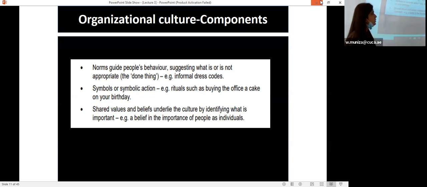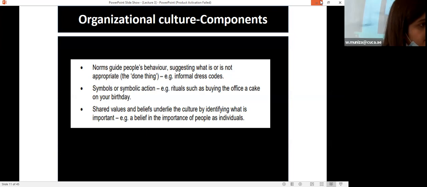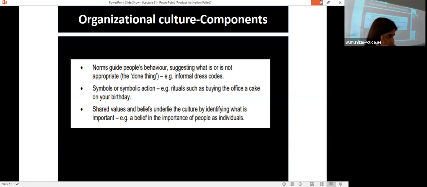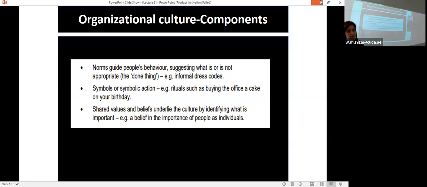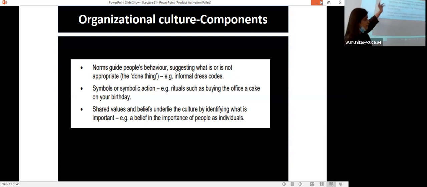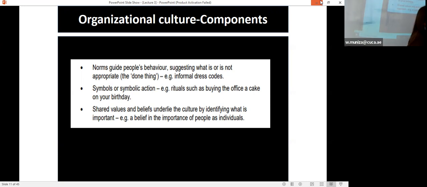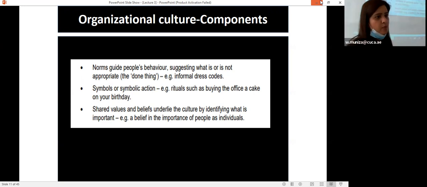And the third thing, shared values and beliefs, underlie the culture by identifying what is important, that is, a belief in the importance of people as individuals. This is difficult to identify because it is related to the psychology of individuals. There is some thinking going on in their minds on the basis of which the symbolic actions are carried out and the norms are drafted. So these are the underlying things. In some organizations, we come to think over time that people are very important.